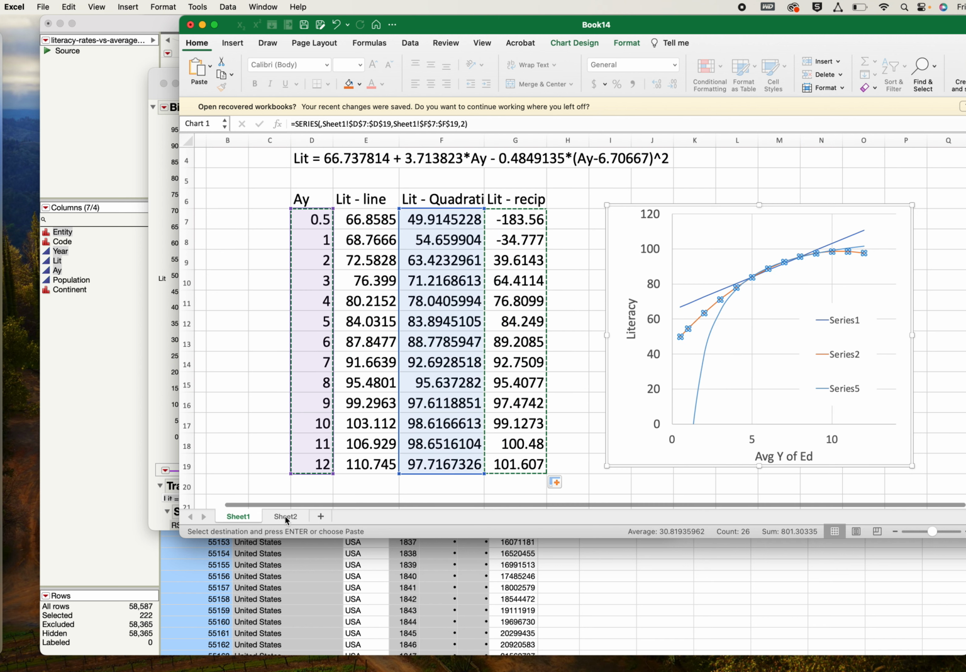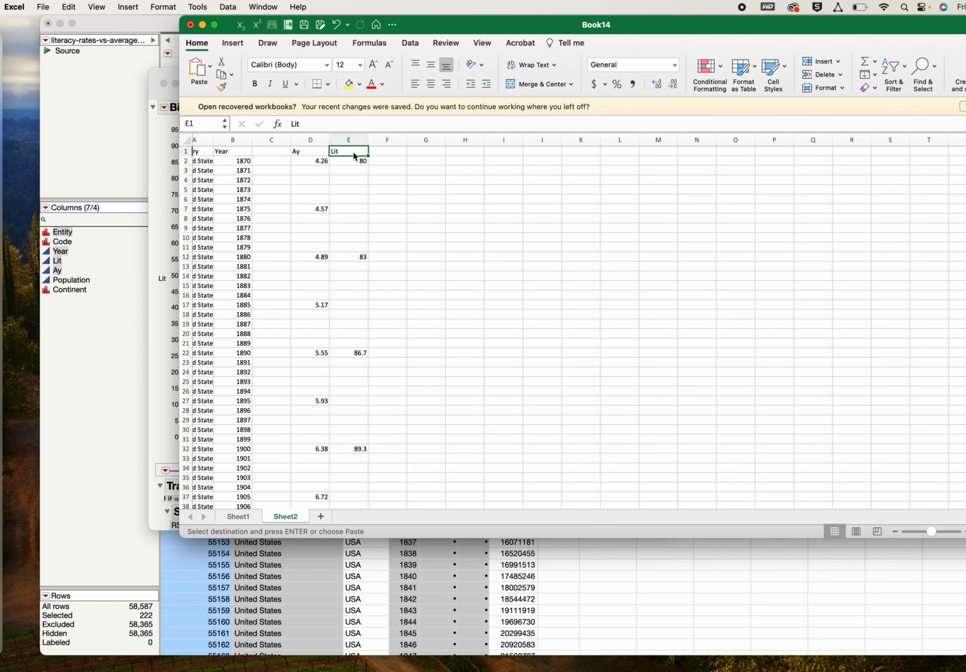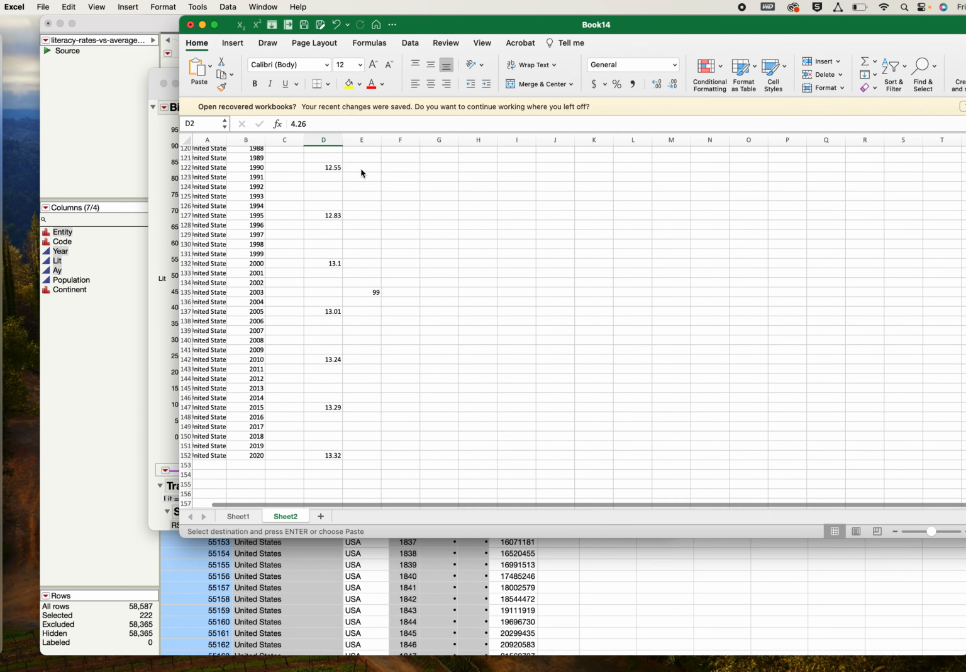By the way, in an earlier video, I had trouble plotting the data of AY versus literacy. That's because I had literacy over here to the left of AY. I've shifted it to the right. In Excel, if I pick two columns, the left column is always the X, and this will be the Y. And I had literacy as the X when I really want literacy on the Y value.